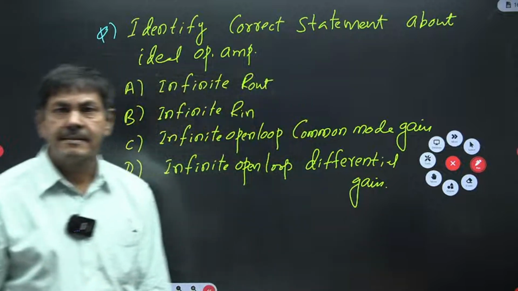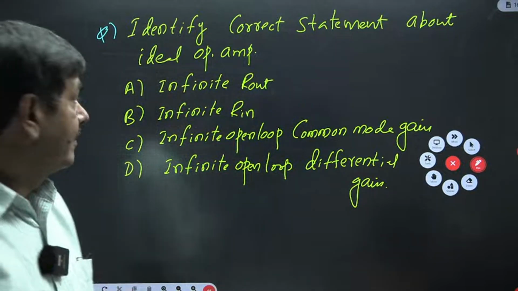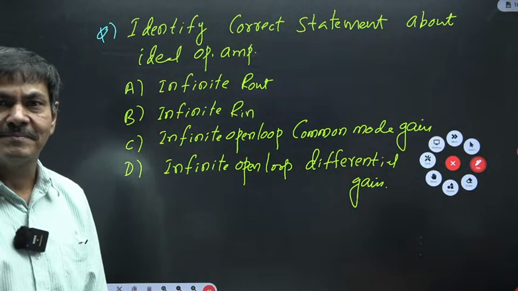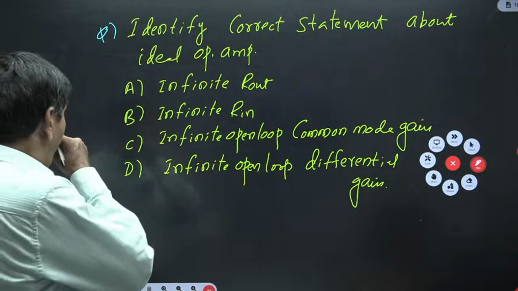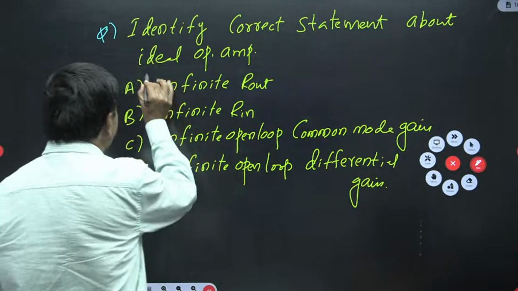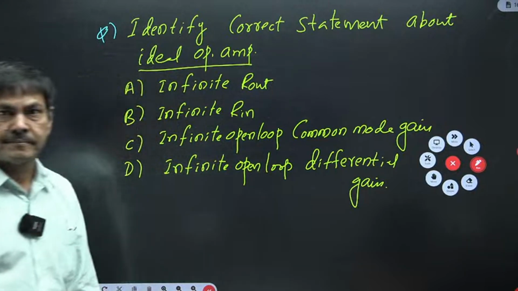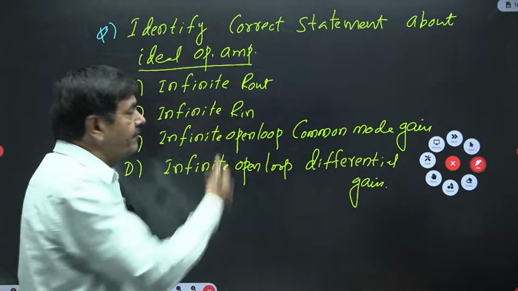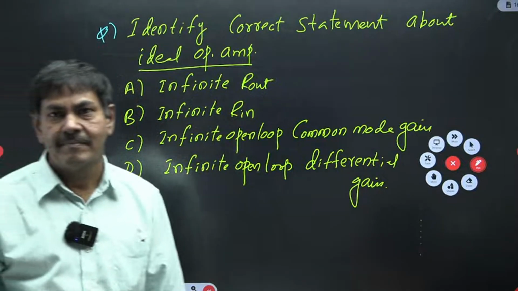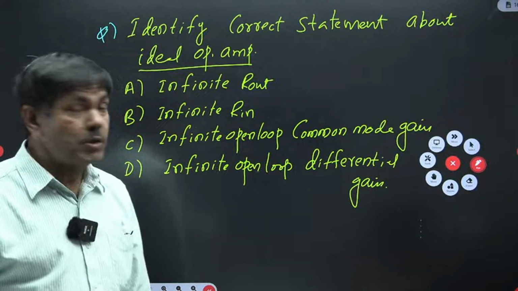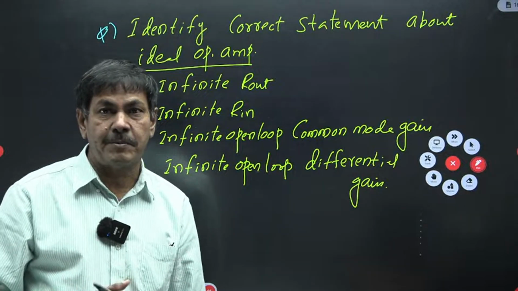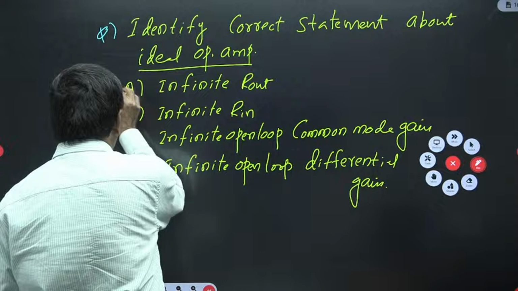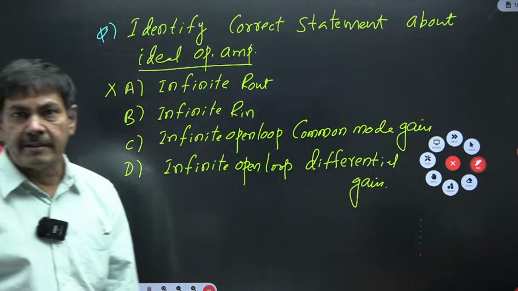Can anybody guess which is right here? This is an MSQ question. Can anybody give the answer without my help? It is given as an ideal op amp. For an ideal op amp, output resistance is not infinite. It must be close to zero only. Zero output impedance is possible for an ideal op amp, you know very well. But input resistance must be infinite. So infinite R out is wrong here. Infinite R in, that is right.